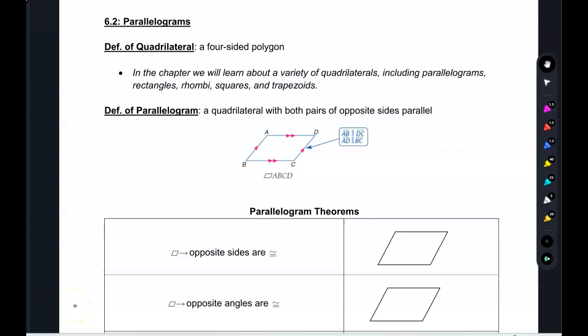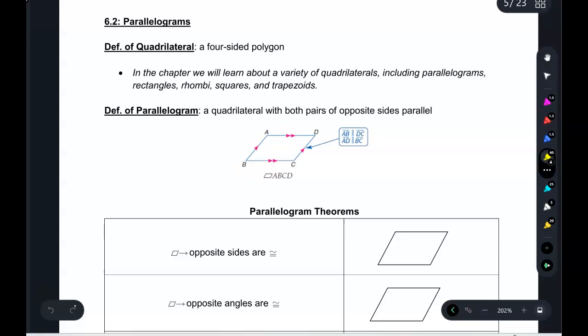Quadrilateral, we should recognize, means four sides. So the definition of a quadrilateral is just a four-sided polygon. Again, we're going to learn about parallelograms, rectangles, rhombi, that's just the plural for rhombus, squares, and trapezoids.